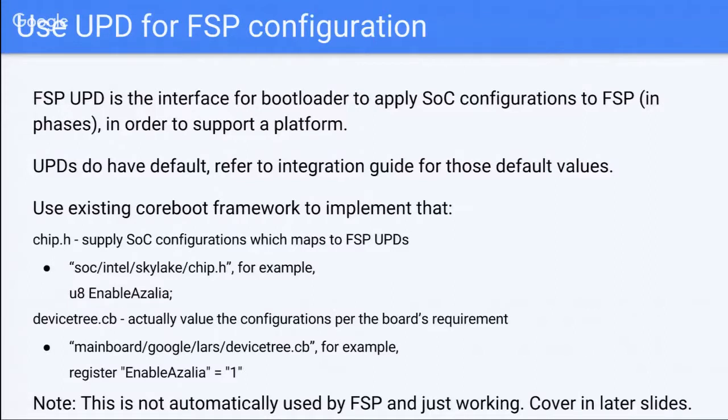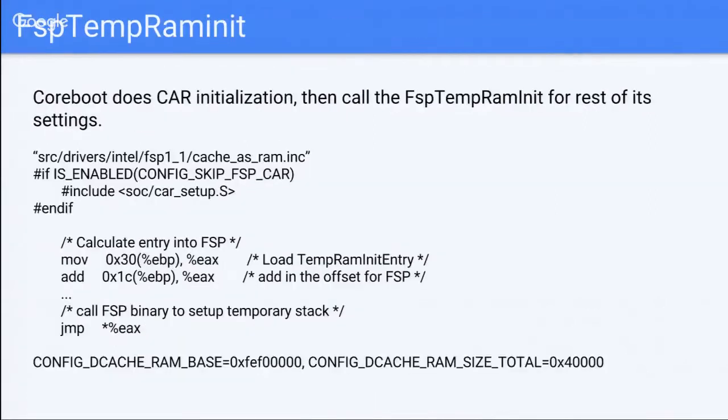Any questions so far? Yeah. Okay, now we'll walk through a little bit of the FSP phases and then talk about things that need to be done. So FSP TempRamInit, this is the phase that's primarily doing cache-as-RAM init. However, with Skylake, we don't actually use that phase to do CAR. Coreboot does the cache-as-RAM initialization itself, and then calls FSP TempRamInit for the rest of its settings, because there are some other very early SoC configurations in that phase. We don't want to lose that.